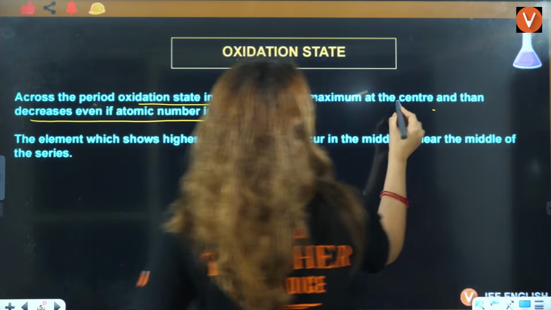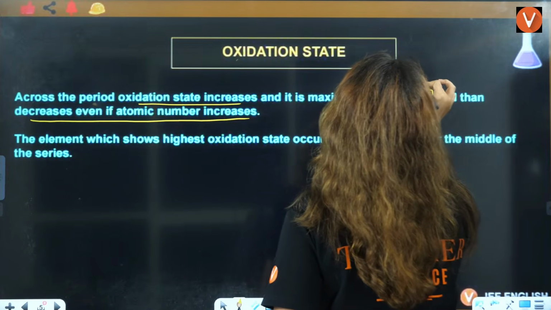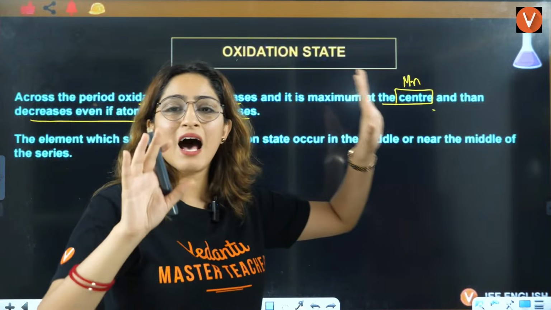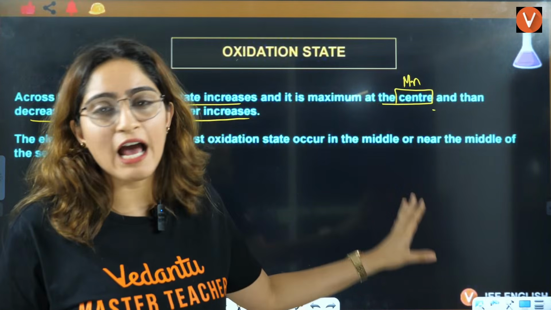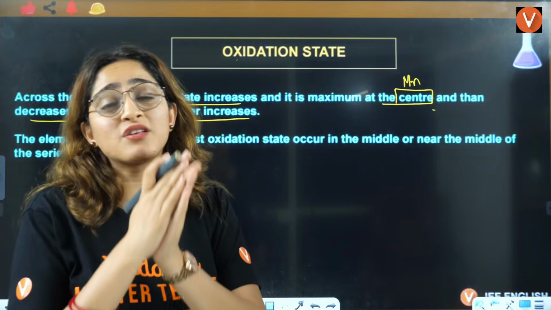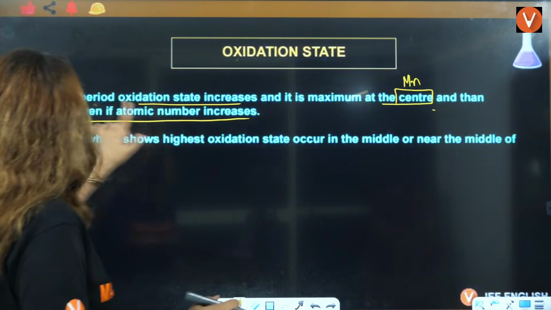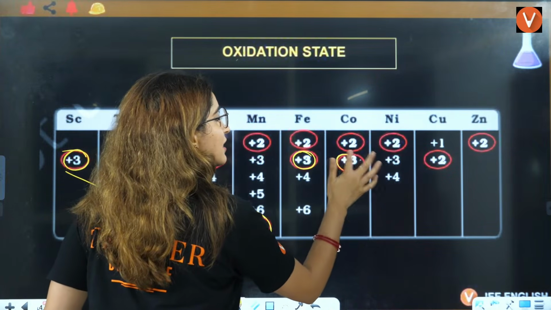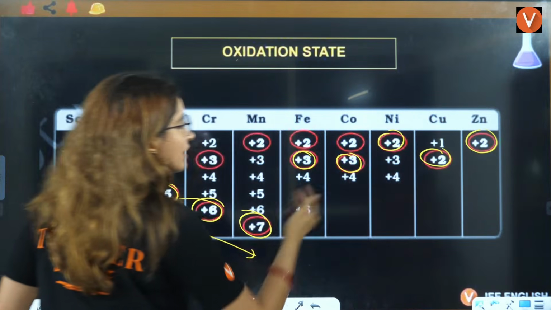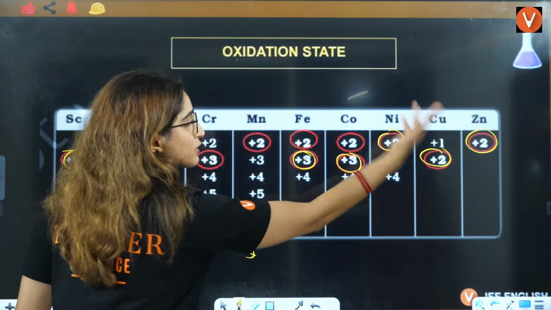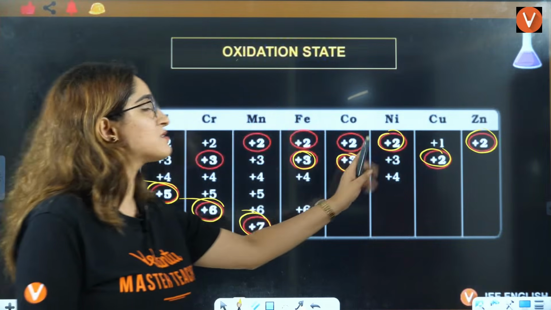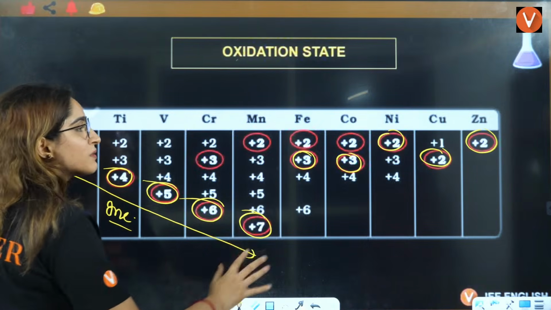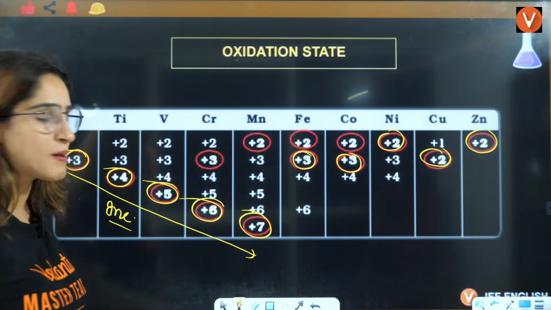What do you mean by center? Center here means we are talking about manganese. All these are lines of your NCERT, direct NCERT lines that I have picked up. So that's why I'm saying this lecture is very beneficial for you. And then it decreases even if atomic number increases. Can you see it is decreasing? It should be +6, +4, then +2, but now it is +3, +3. So along the period it is increasing, then it is maximum, then it is decreasing. That you should remember.